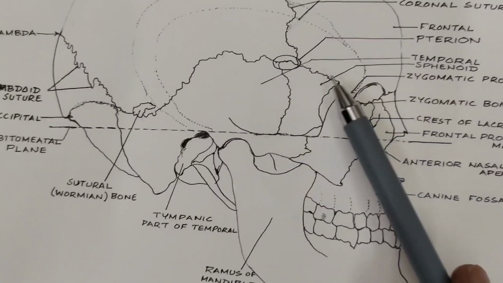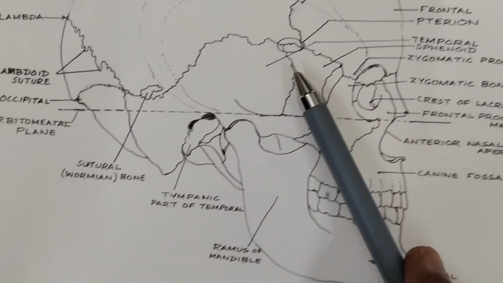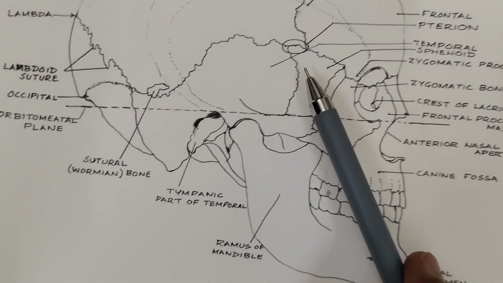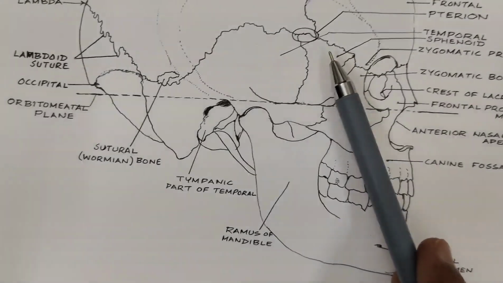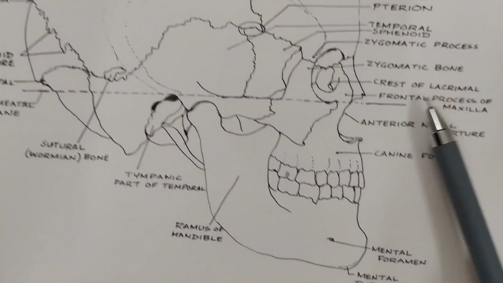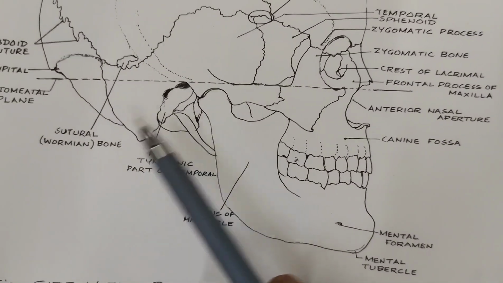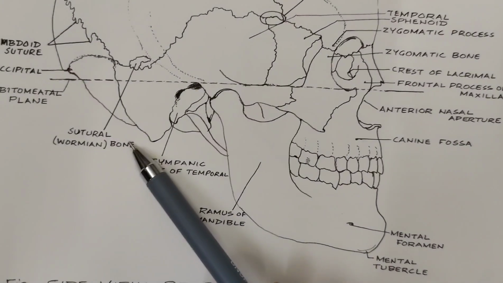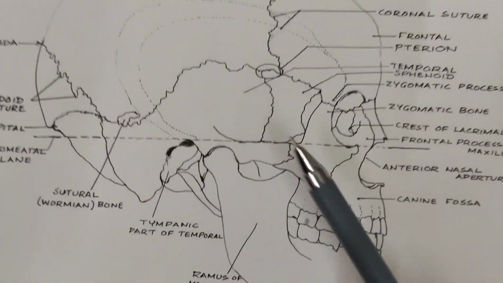The sphenoid bone lies over here. What is so special about the sphenoid bone? Inside the sphenoid bone there is the pituitary gland. This is the tympanic part. This is a Wormian bone. So these are the anatomical details of the skull.